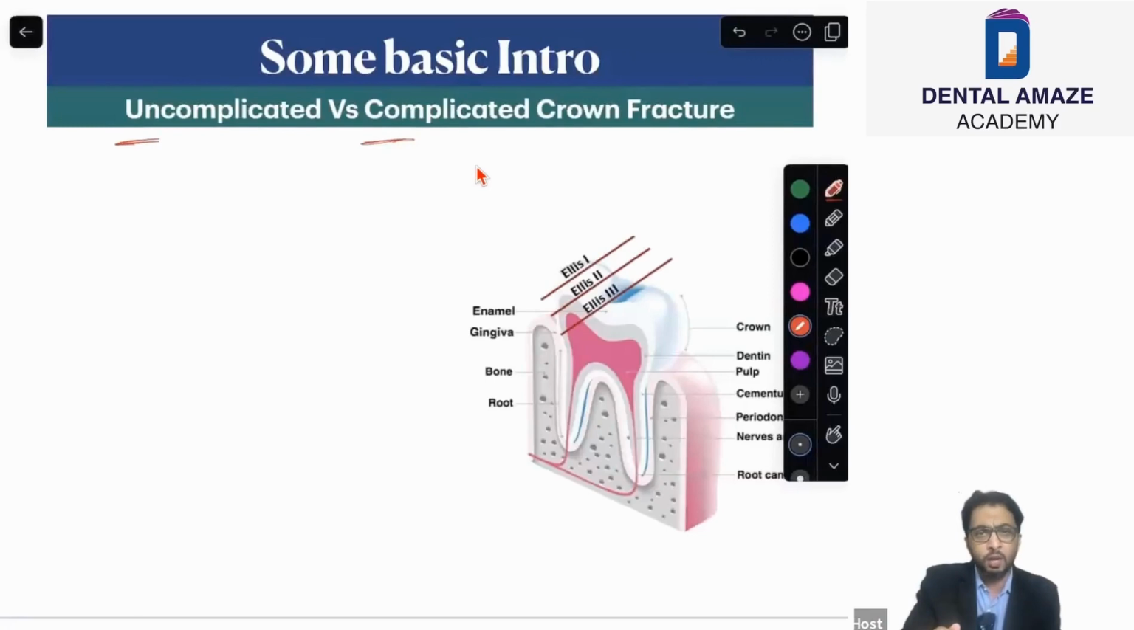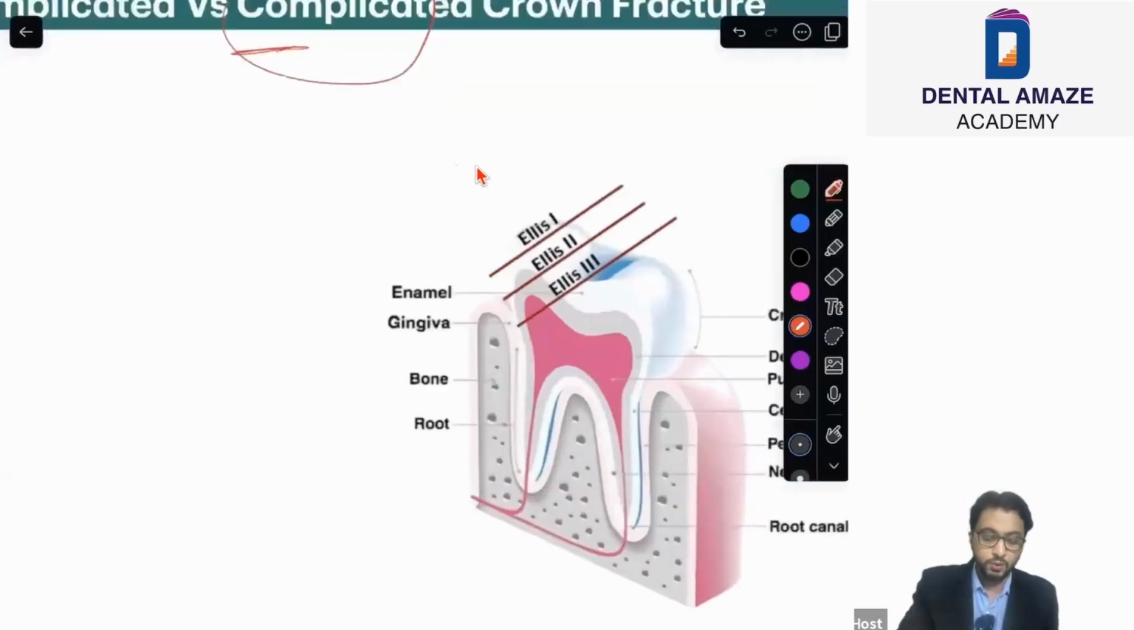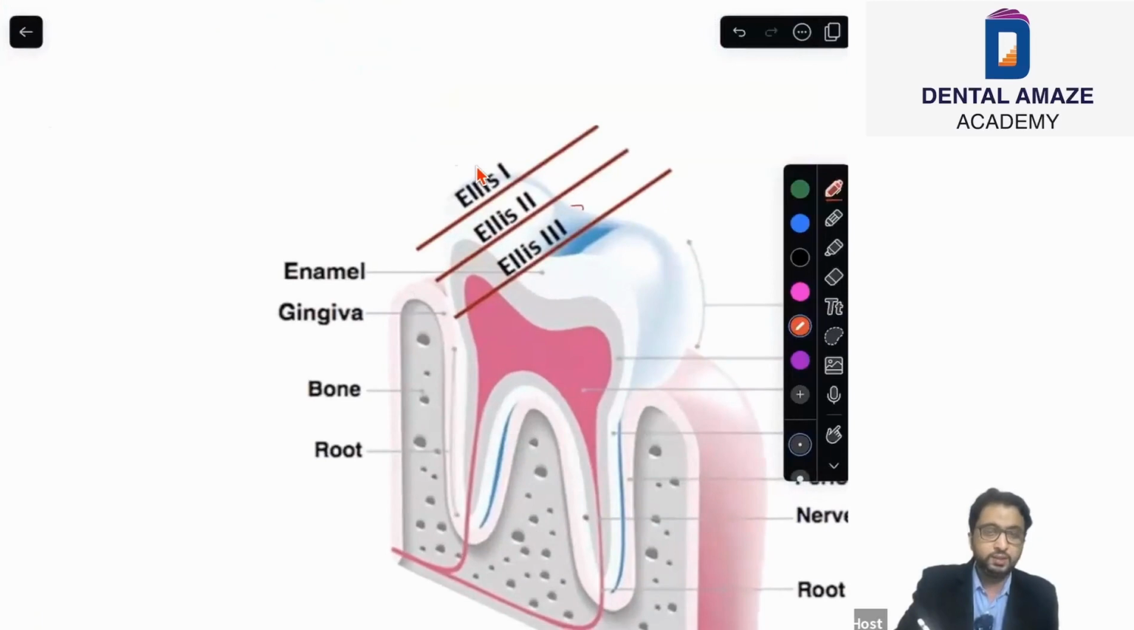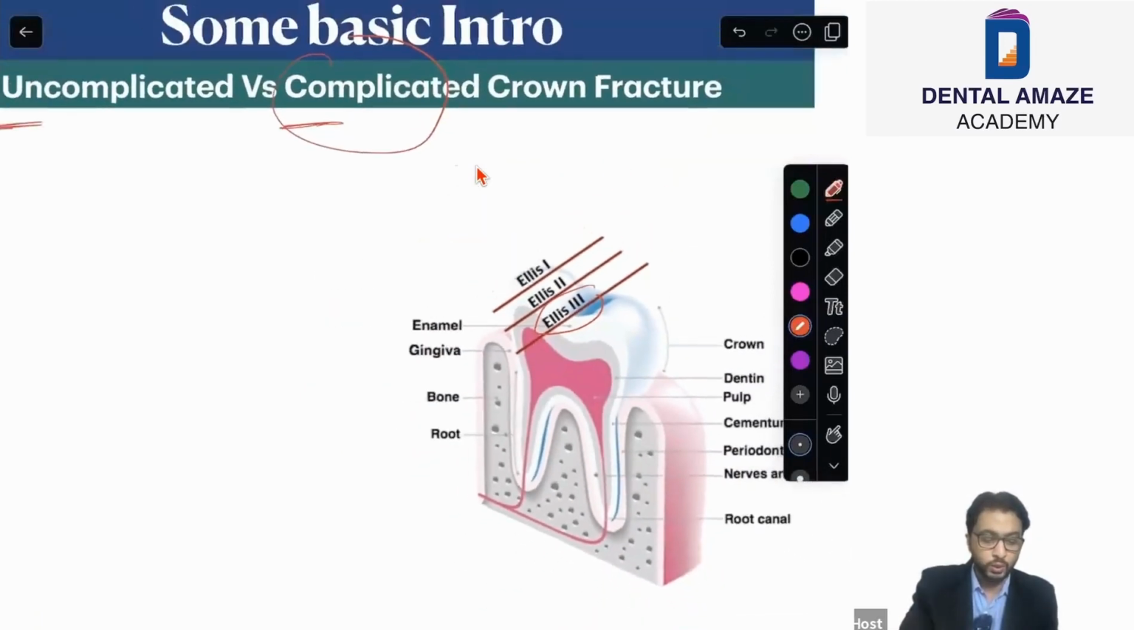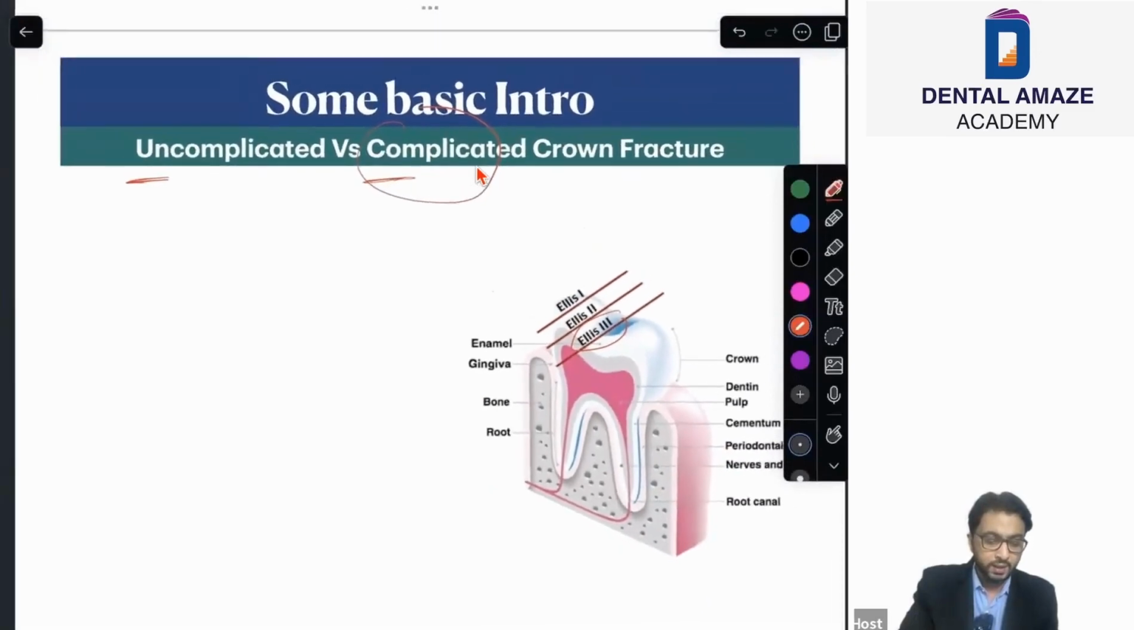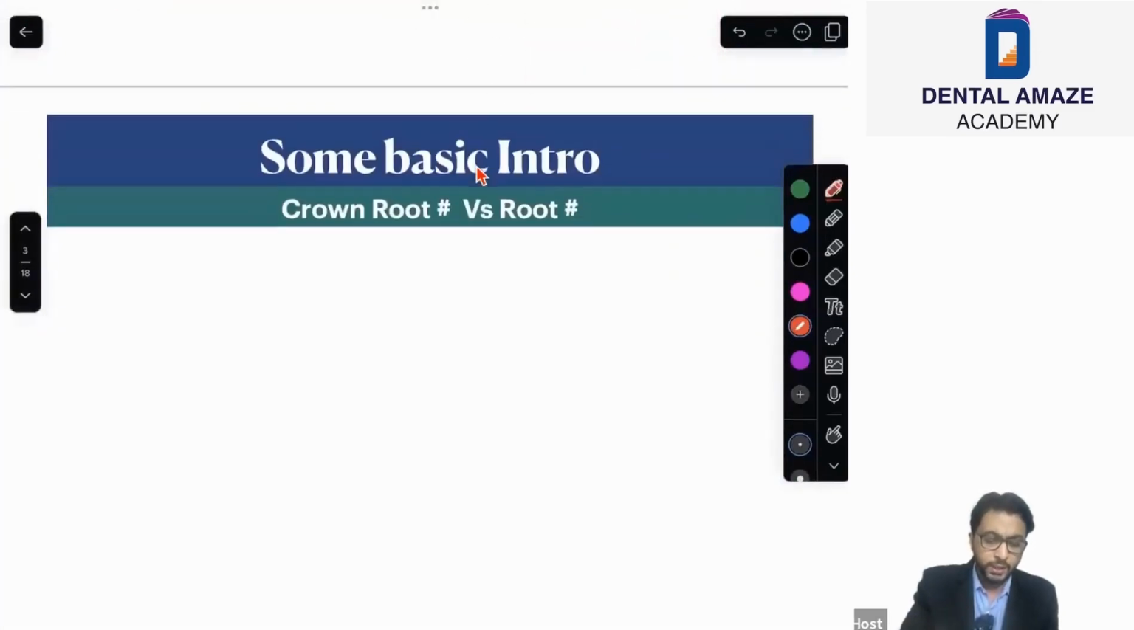Now, what is uncomplicated? What is the biggest complication we have in dentistry when it comes to teeth? It's pulp exposure. So it's complicated when there is pulp involved, and when there is only enamel and dentine involvement, you call it uncomplicated. It is so simple. In this cluster, the complicated ones, and 1 and 2 are uncomplicated. Crown fractures, we'll come to that.